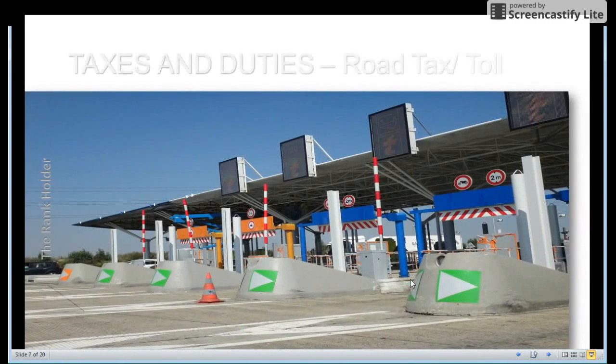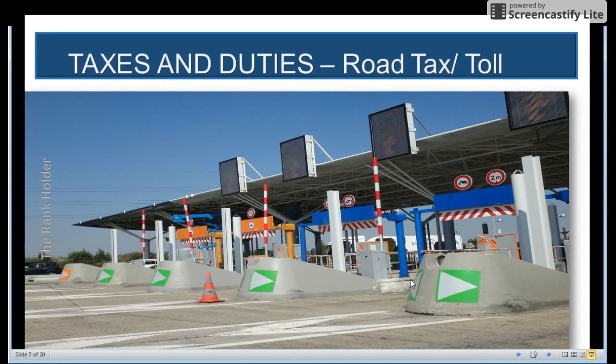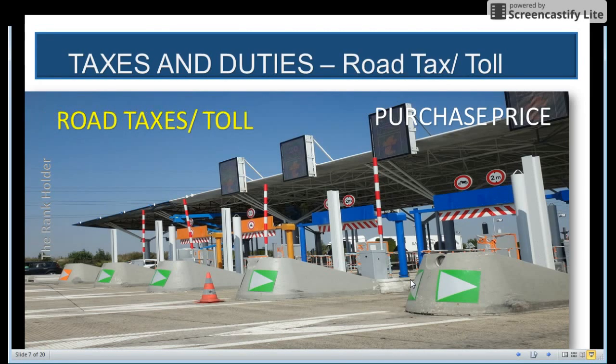First comes the road tax or toll, which is paid by the transporter while using the road. This is incidental to the purchase and is necessary to bring the goods from the supplier's place to the buyer's location, often said as necessary to bring the goods to the present location and condition. Road taxes are hence added to the purchase price.